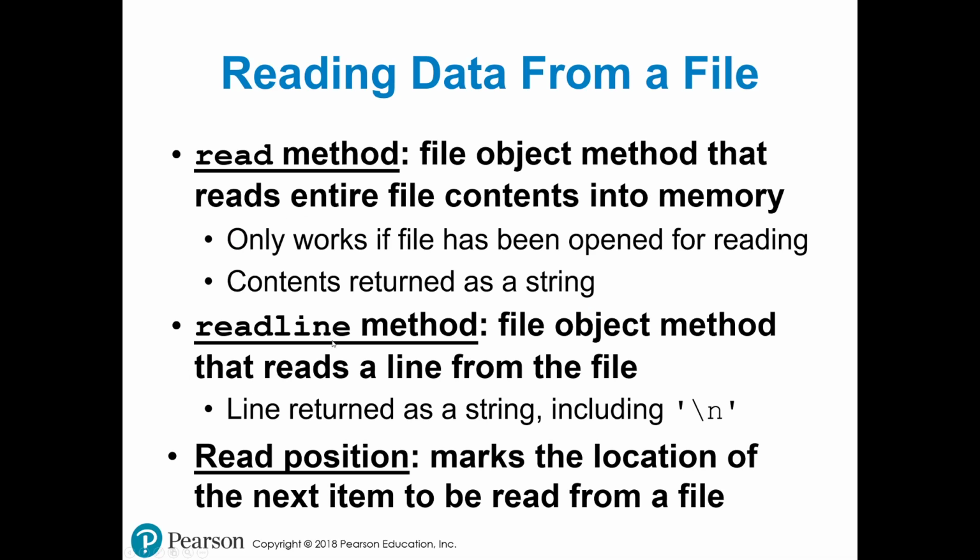All right. So the second method we have here is the readline method. The readline method is going to read a line from the file, and it's going to return that as a string, including the slash n. The way to think about this is it's like all the characters in a line, right? And you're going to read some of the characters in. Once you read them in, you've processed them. They're not in the line anymore. Okay, so the read position is the location of the next item to be read from the file.